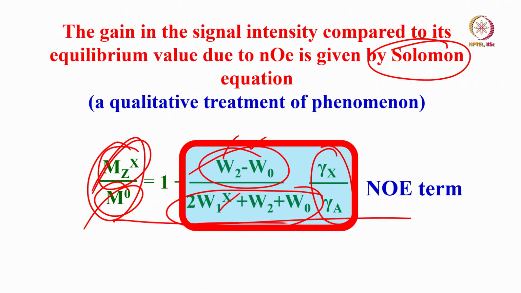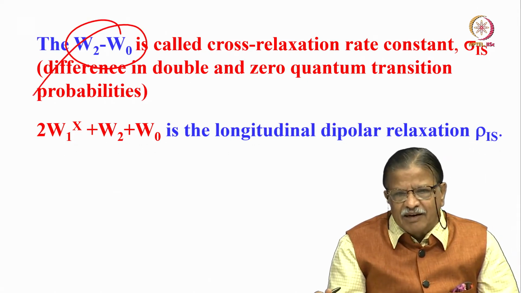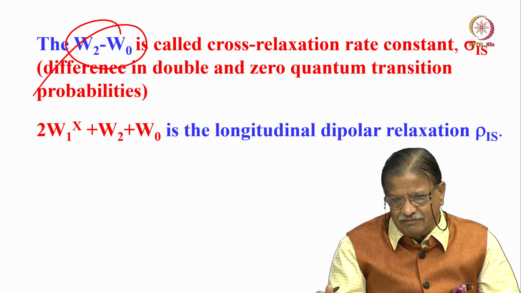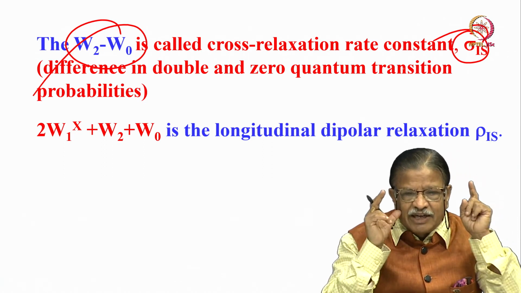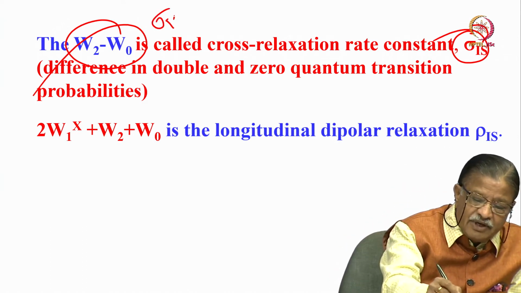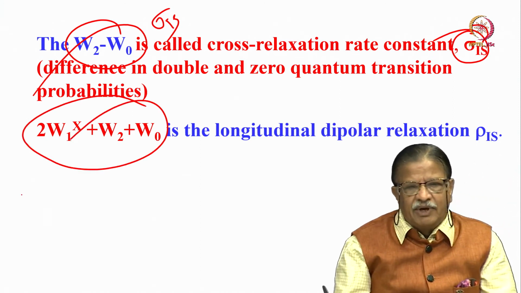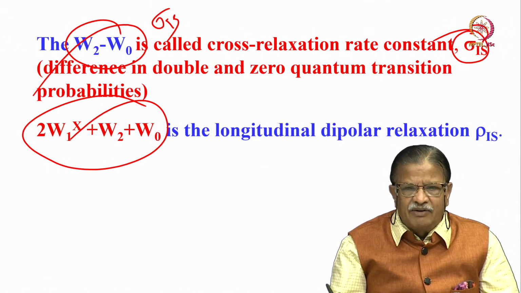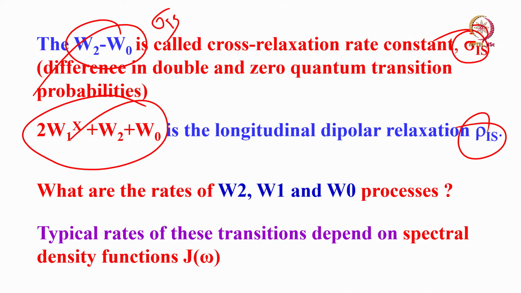Now, in this expression which is highlighted, in the numerator you see W2 minus W0. This term, sigma, is called cross relaxation. It is the difference between the double quantum and zero quantum transition probabilities. So, W2 minus W0, sigma, is the cross relaxation between spin I and S. Whereas the denominator, you saw 2 W1 plus W2 plus W0, this is not cross relaxation. This is the longitudinal dipolar relaxation, rho. This comes in the denominator.